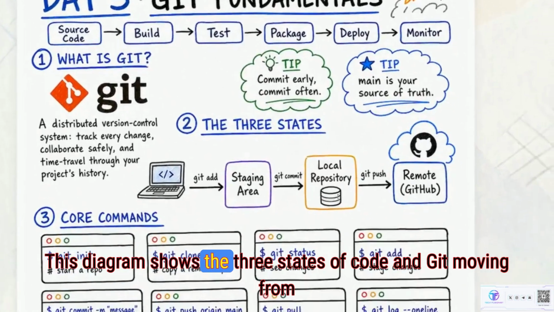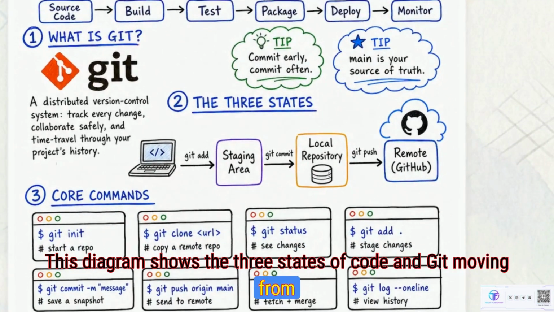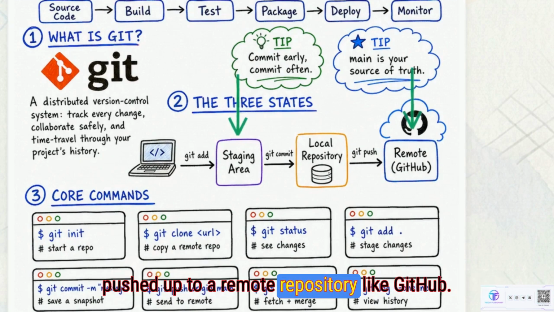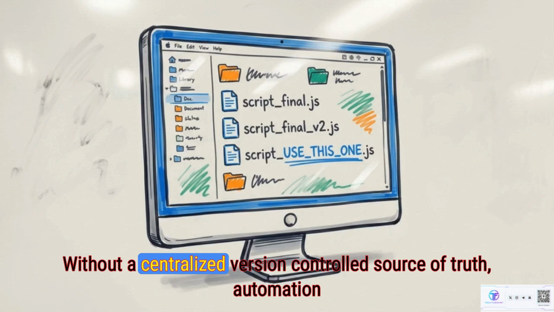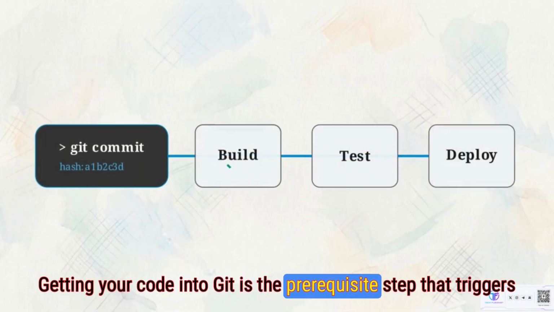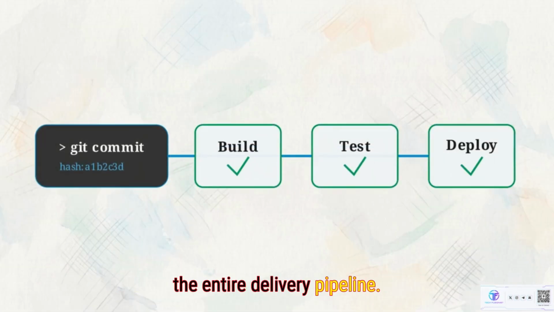This diagram shows the 3 states of code in Git, moving from your local working directory to the staging area, and finally pushed up to a remote repository like GitHub. Without a centralized, version-controlled source of truth, automation is impossible. Getting your code into Git is the prerequisite step that triggers the entire delivery pipeline.